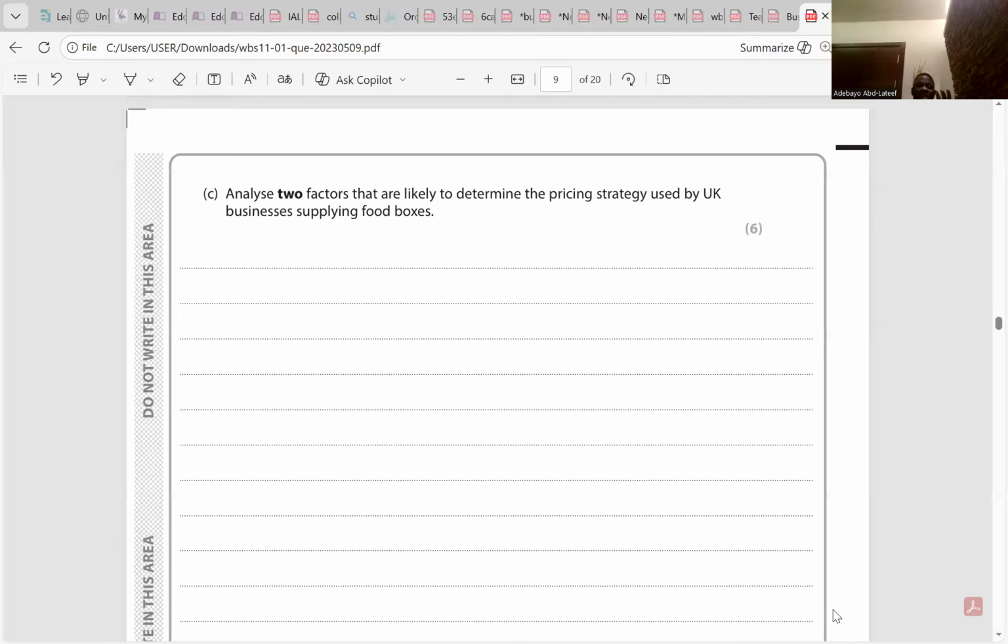If a business successfully does that, it would allow it to charge a higher price. So here I wrote product differentiation. A business that is able to differentiate its product from competitors will be able to charge a premium price. So if you have to charge a higher price in a competitive market, it simply means you have to find a way to differentiate your products from those of your competitors.